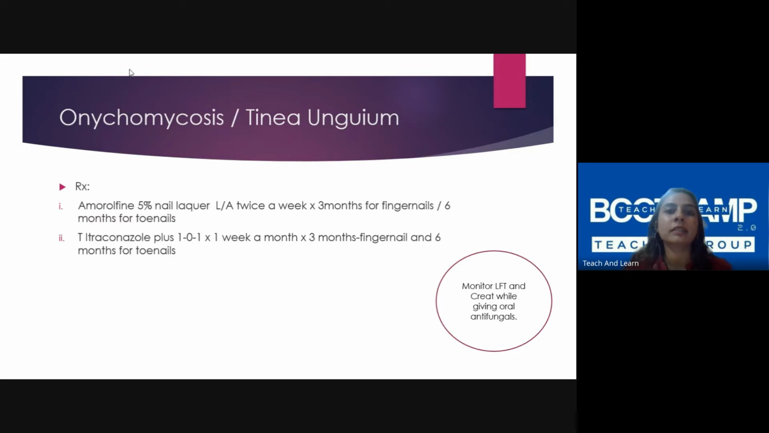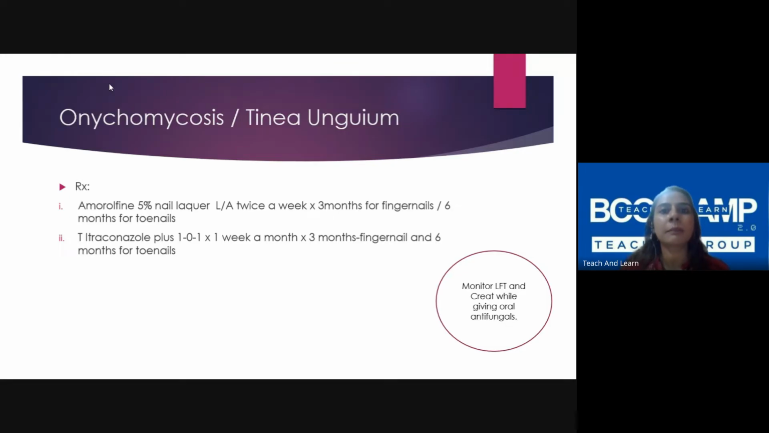So when you're explaining something which has to be taken twice a week, or just a week for a month, you tell them which day of the week you have to apply. So if you're telling, for example, Sunday you have to apply, because Sunday mostly they will be at home, so they will have time for applying. So tell them Sunday, and another day like Wednesday, which is like 2 days later, and next Sunday and Wednesday. So every Sunday and Wednesday for 3 months for fingernails and 6 months for toenails.